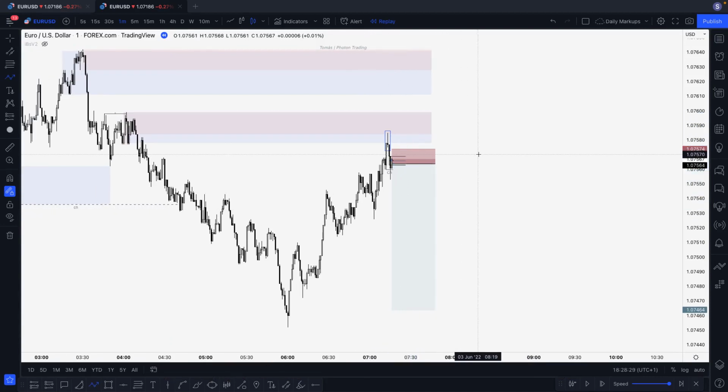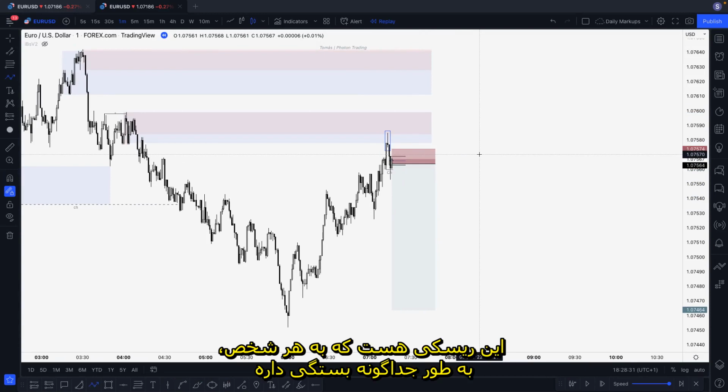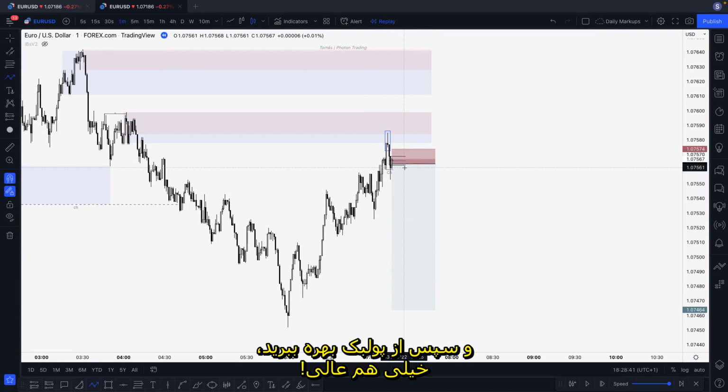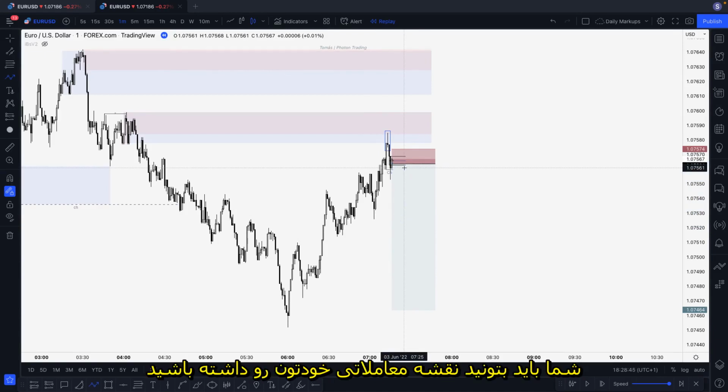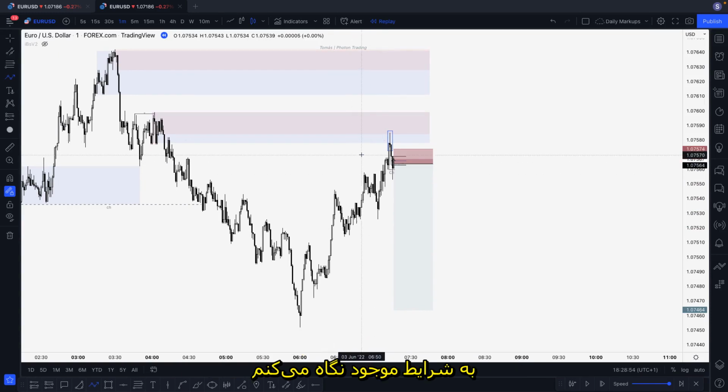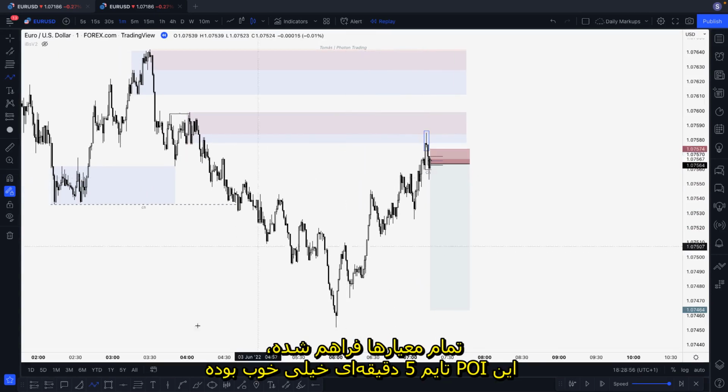Okay, this is a risk that depends on each individual. If you prefer to wait for the push down, the break at least of the significant M1 low, and then take the pullback, perfect. There's no right or wrong here. You need to find your own criteria, your own trading plan. I'm not super aggressive, but I also not super conservative, and I was happy to take this trade. It met all the criteria.